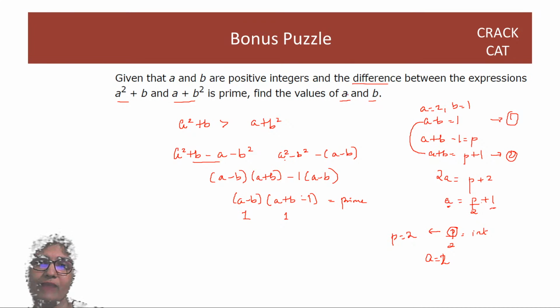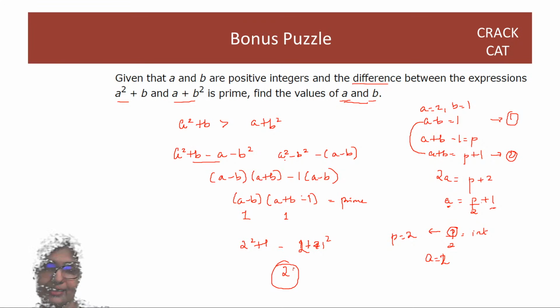So that's it. You have unique values of a and b. That basically is 2 square plus 1 minus 1 plus 2 square. 2 plus 1 square. This difference is 2, which is a prime. Great. Let's look at some maths questions now.